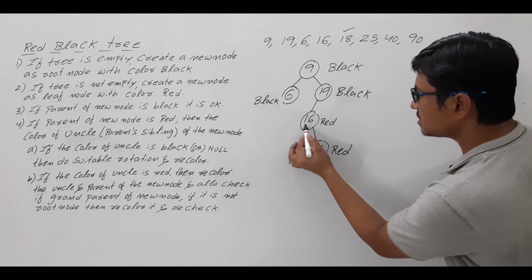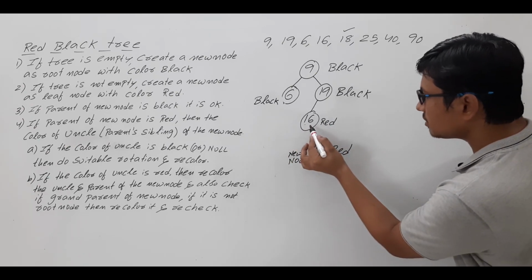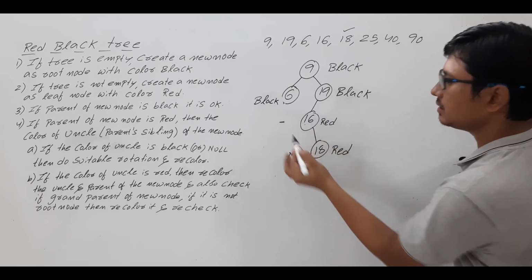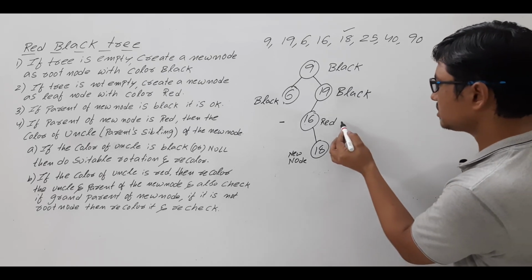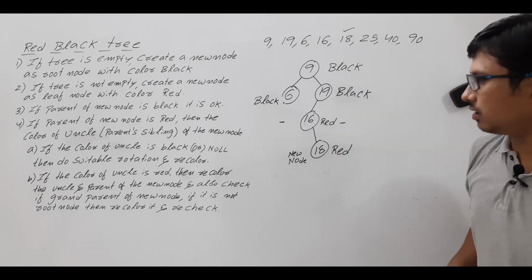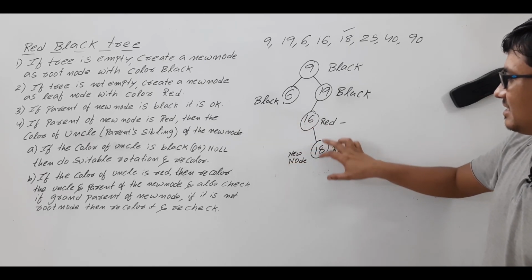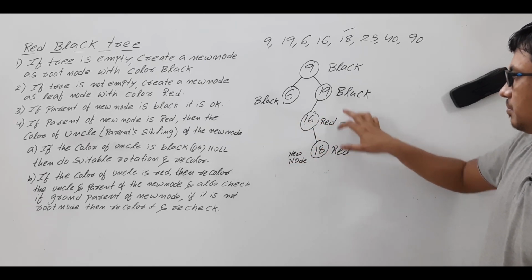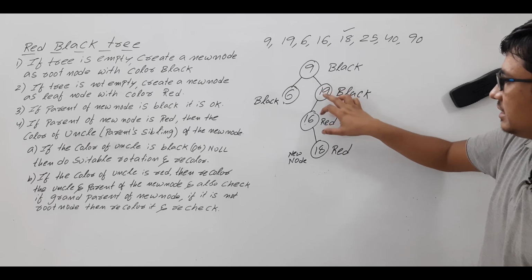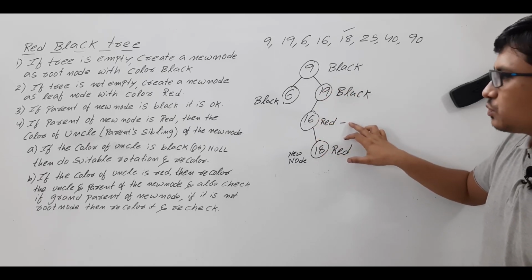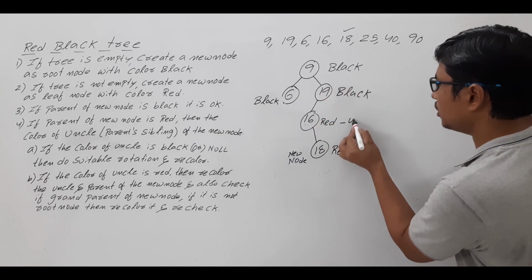Uncle is what? This is the parent. Uncle is nothing but its sibling. Am I right or wrong? Or this is the sibling. This is not a sibling. Sorry for it. This is the parent and its sibling will be this one, because 19's children are 16 and this one. So this is the uncle.